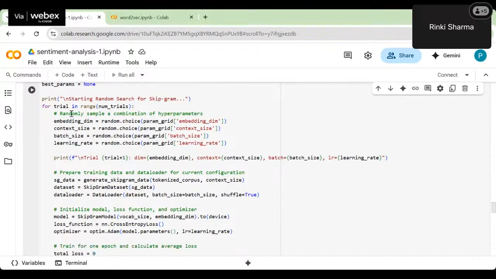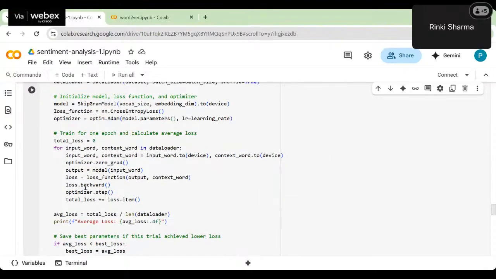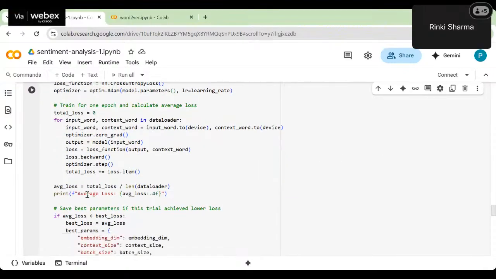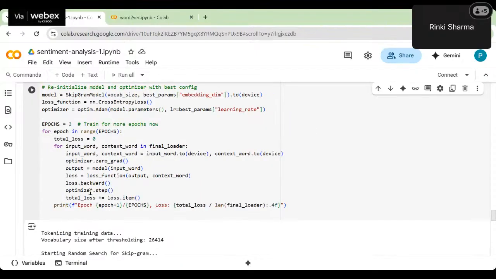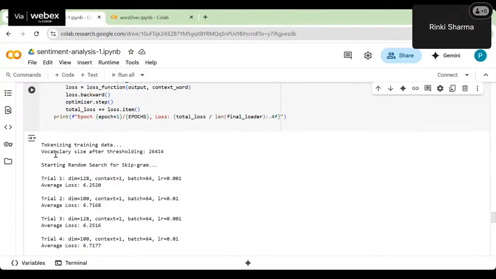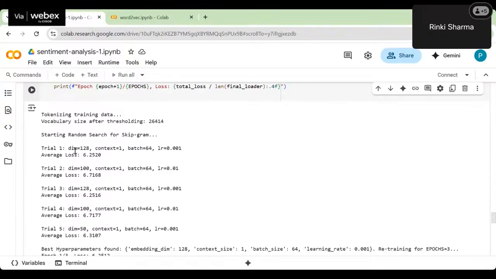Here we have defined the training loop using the loss function and the optimizer. The output for this code looks like this. This is our vocabulary size after thresholding, and we start with the choice of embedding dimension to be 128, context to be 1, batch size to be 64, learning rate to be 0.001, and the computed average loss is 6.62.